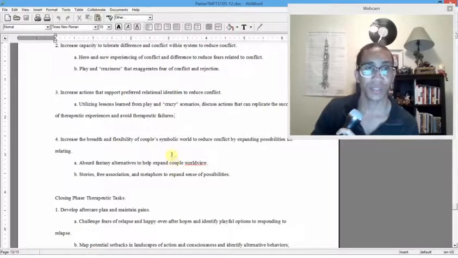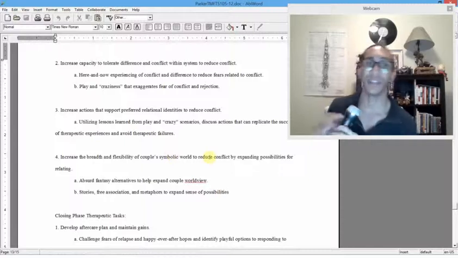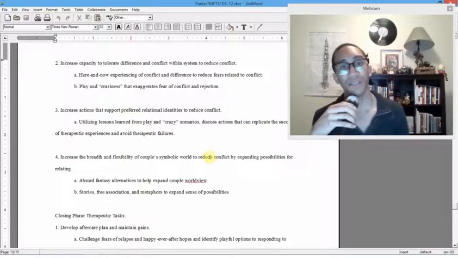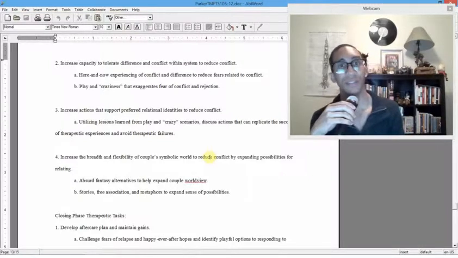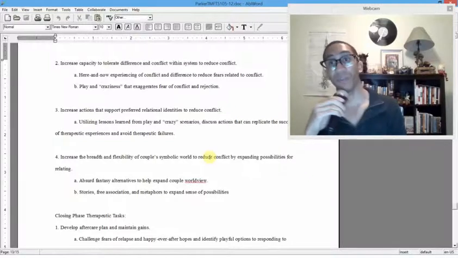Increase the breadth and flexibility of couples' symbolic world to reduce conflict by expanding possibilities for relating. So that would be, with the major point of contention between Nathaniel and actually Mr. Lopez and Jennifer, that Nathaniel needs to be in a house like normal people and do normal people things like everybody else does every day. That's kind of their symbol system, like normalcy. Nathaniel's is an open world where there are no walls behind him, except when he's sleeping, because he likes to sleep up against the wall. And who would blame him? If you live out in the open, you don't want somebody to come up behind you.